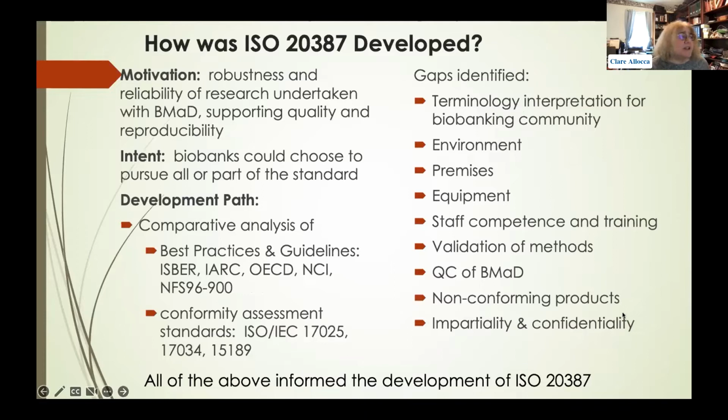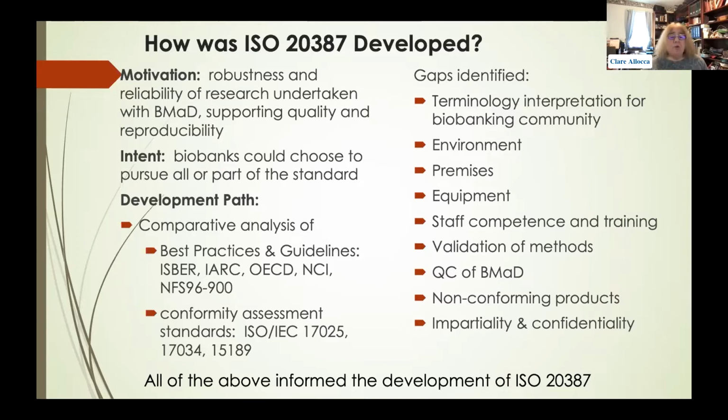So how was ISO 20387 developed? Again, the motivation, as George has already said, was the robustness and reliability of research undertaken with BMaD, or biological materials and associated data, and we are supporting quality and reproducibility. The intent when this was developed was that biobanks could choose to pursue all or part of the standard. There are many considerations for that, and again, I'll go through those a little bit more in a few slides.